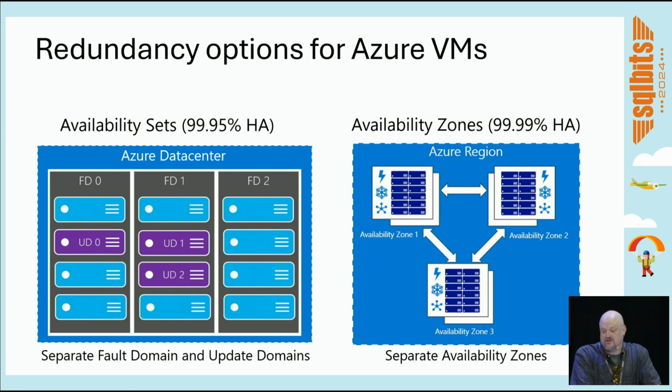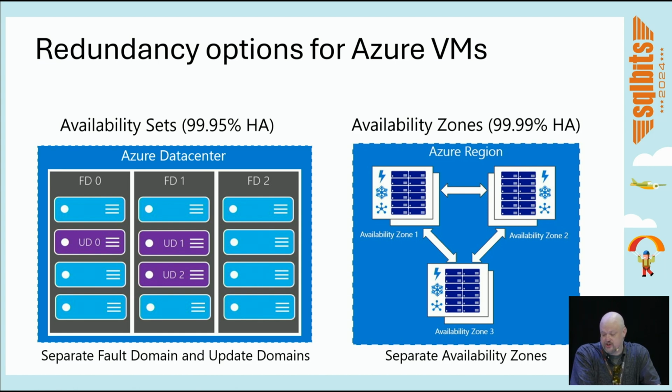Availability zones is going to give you more. With an availability zone, you get four nines of availability using two more VMs in a separate availability zone. So the way zones work, there are going to be separate data centers within a region with redundant power, separate infrastructure, separate networking, physically separate. So this is a physical separation protection that you're getting, more than within a single data center.